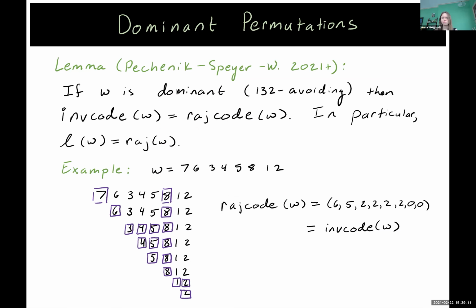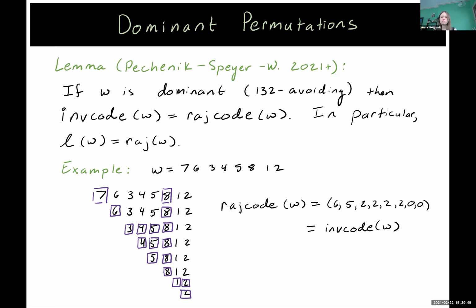Okay, so we start by thinking about easy cases of permutations. One of the easiest sorts of permutations is a dominant permutation, in other words, one that avoids the pattern 1 3 2. When you have a dominant permutation, the inv code is equal to the Rajchgot code. In particular, the Coxeter length of the permutation is equal to Raj of w, because the codes you're summing up are the same codes.